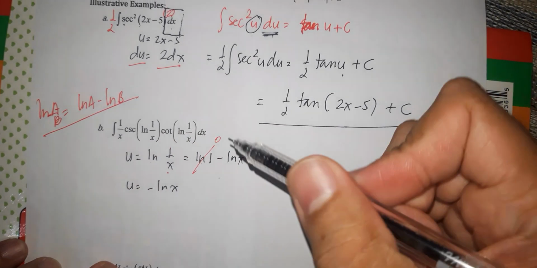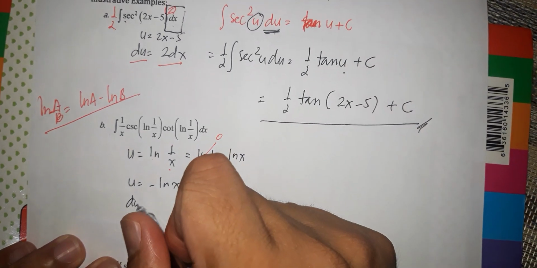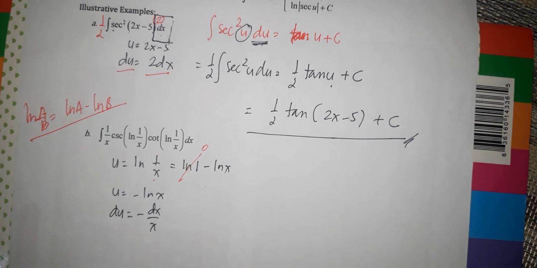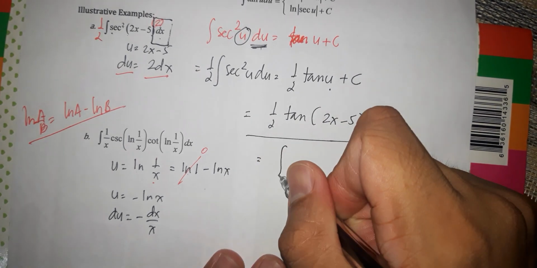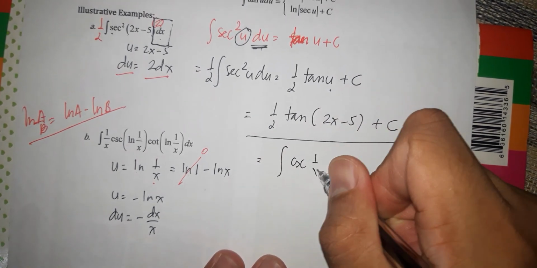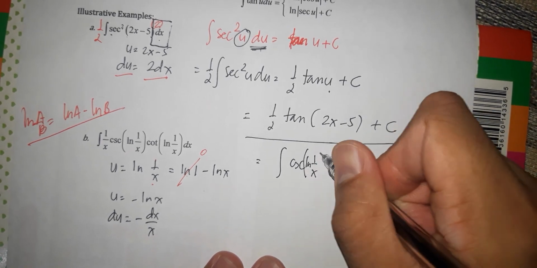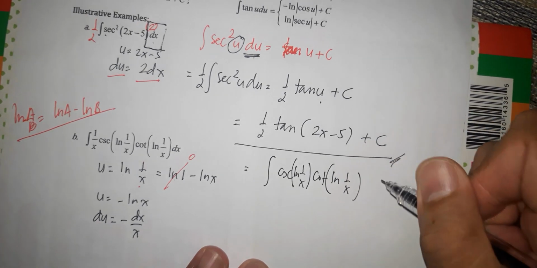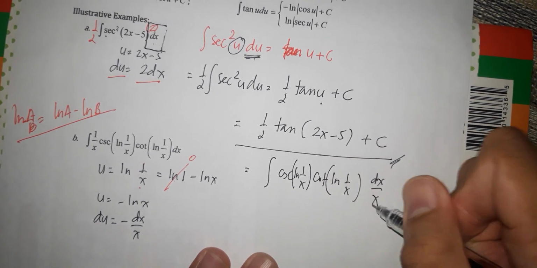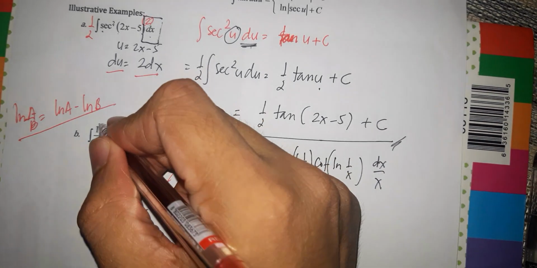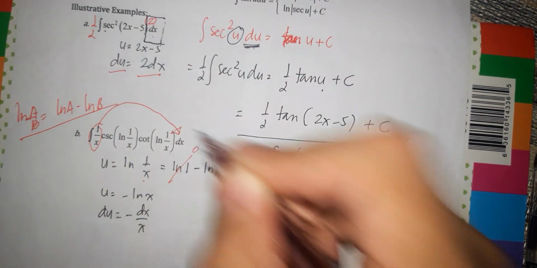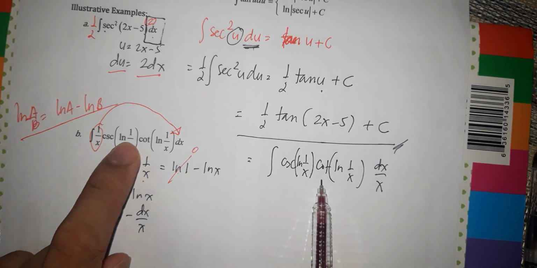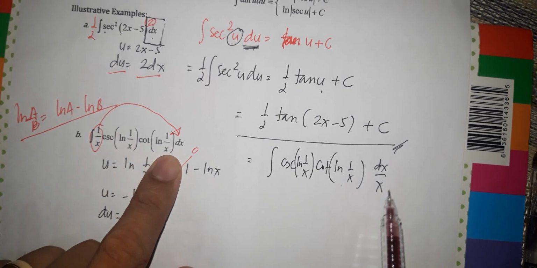Again, our formula requires the derivative of u. So, your du here is negative dx over x. Let us try to rearrange your given. Ang given natin is integral of cosecant ln of 1 over x, cotangent ln of 1 over x, multiplied by dx over x. Ilagay natin yung 1 over x, i-multiply natin siya with dx. So, magiging cosecant ln of 1 over x, cotangent ln of 1 over x, dx over x.